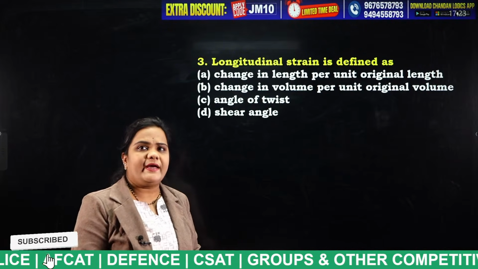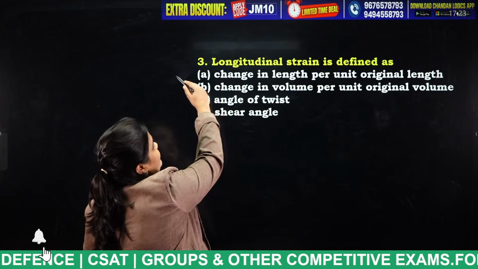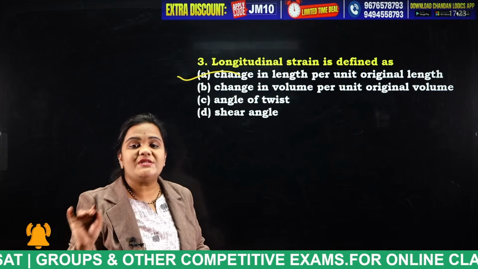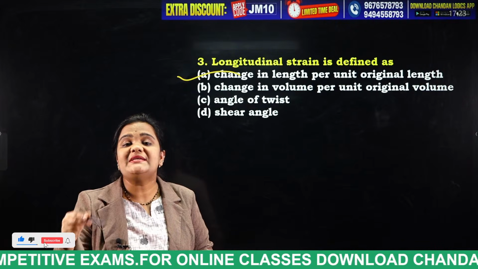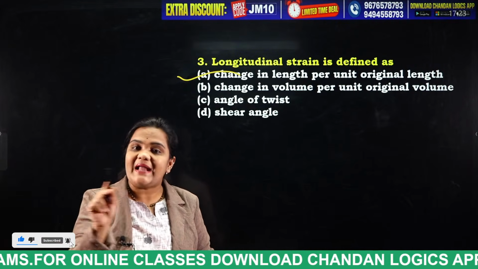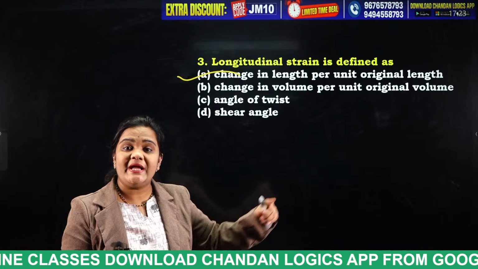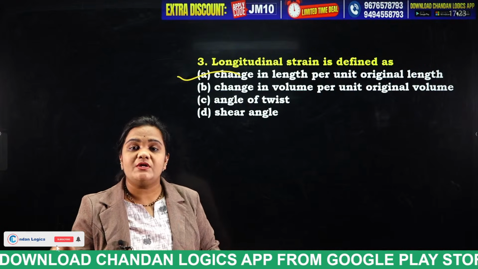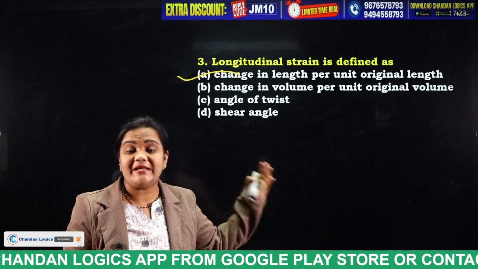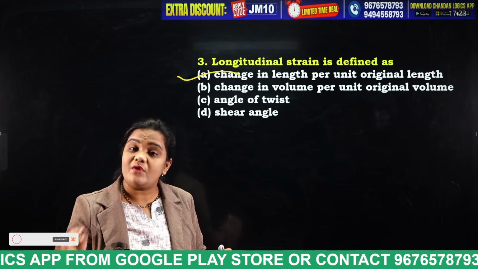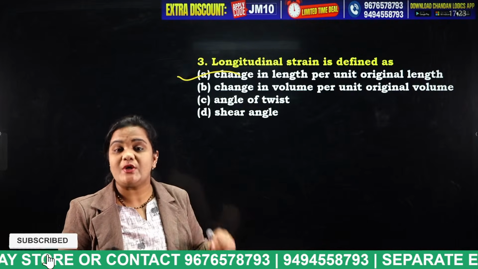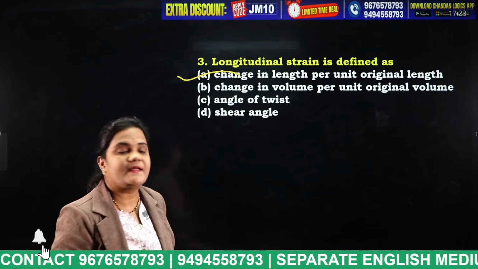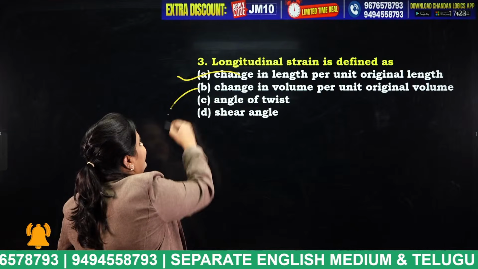Okay, done. So what I have told, change in length per original length. Actually strain is nothing but change in dimension to its original dimension. If it is in terms of length, that type of strain is known as longitudinal strain. If it is in terms of volume, that type of strain is known as volumetric strain. And if it is in terms of a tangential force applied, that type of strain is known as shearing strain. Clear? Done.